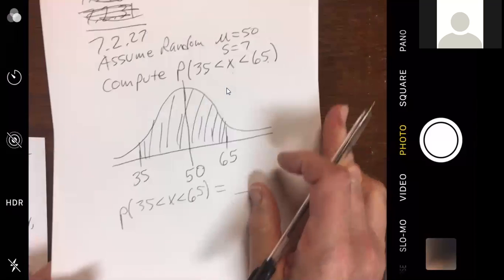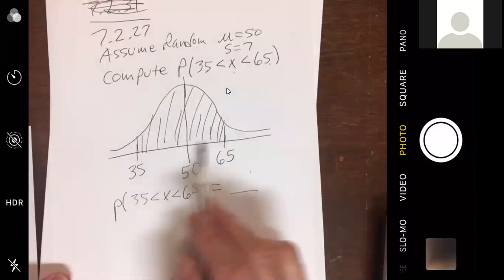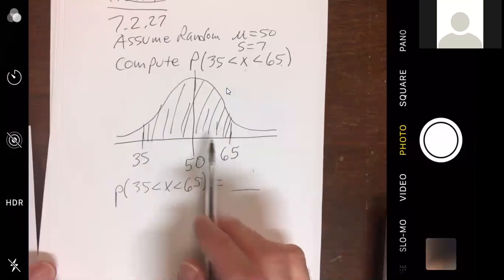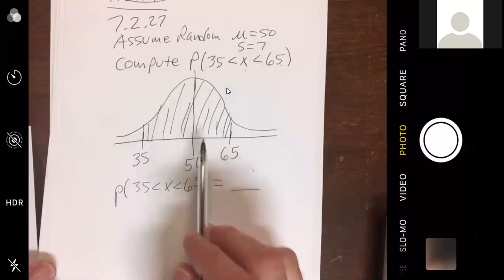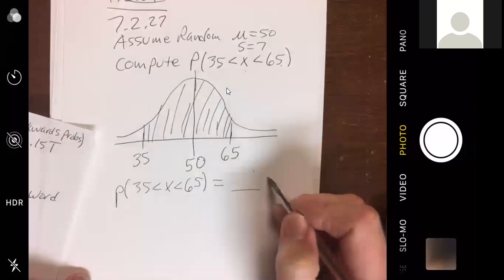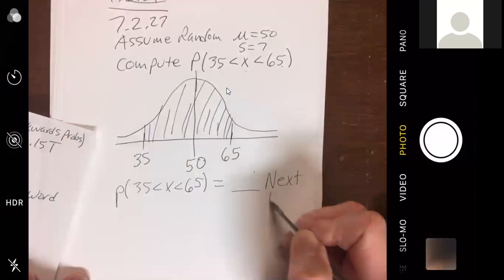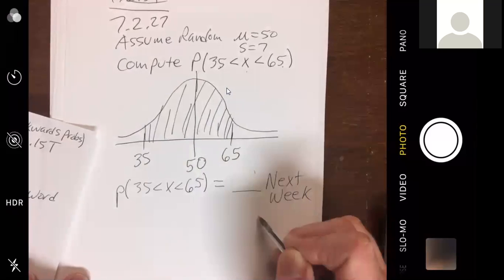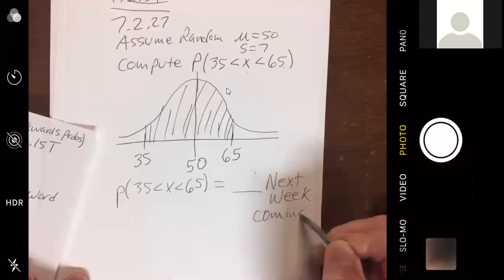You can do the very beginnings of at least pick out the picture, what the picture should look like. And you're going to do that on the word problems next week. Next week. Coming attractions.